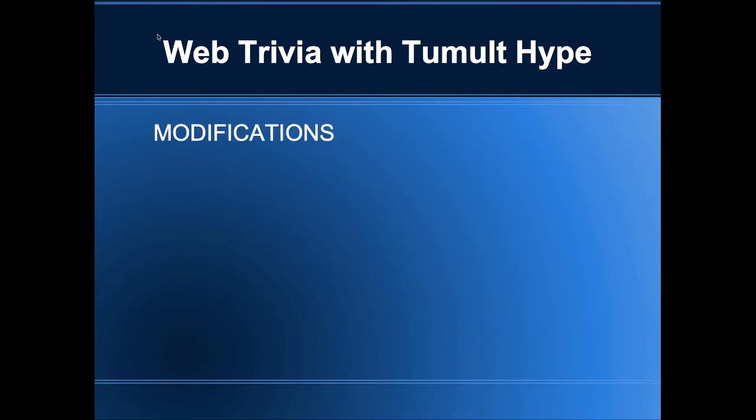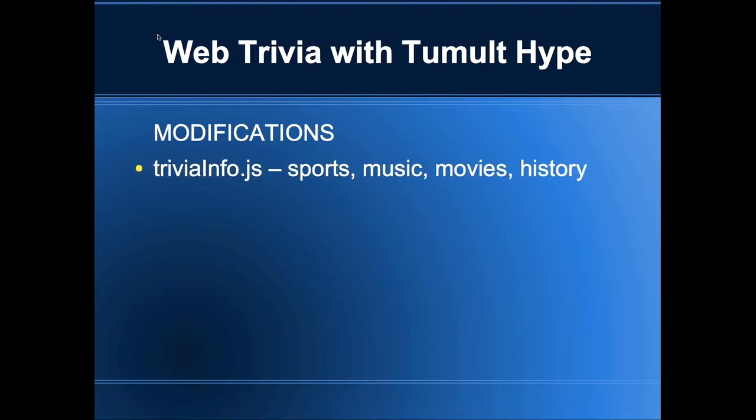First of all, some things you can modify. I think to become proficient in Hype and in JavaScript, you have to go in there and start playing around with stuff. Some things to think about. First of all, change the triviainfo.js. Right now it's US presidential history, you can go change it to sports, music, movies, other history topics, things like that.